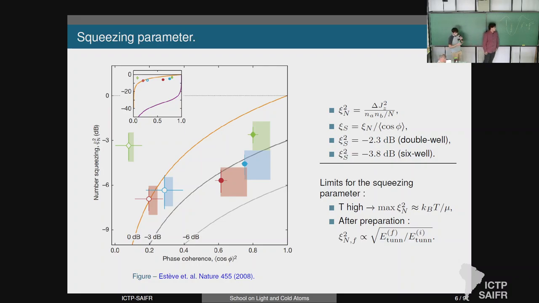OK, so how do I point this? I don't know. Oh, here.